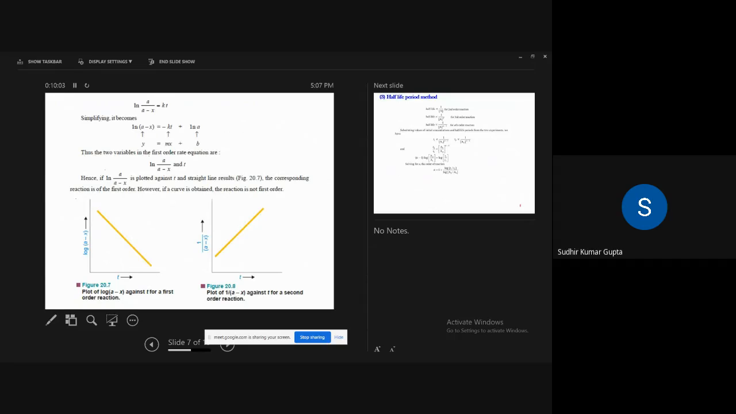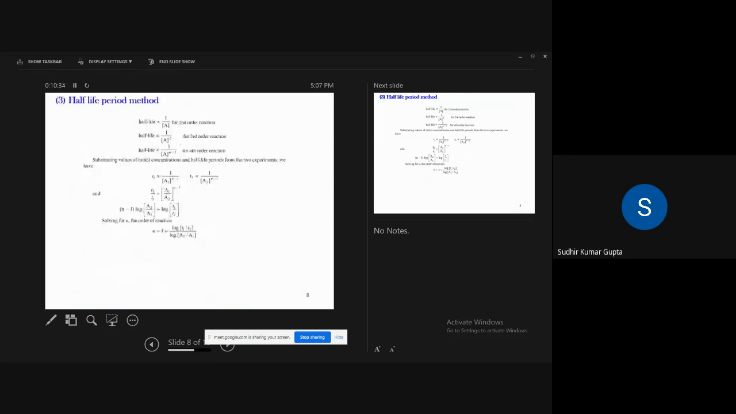If it is decreasing for the representation of log of a minus x with respect to t, then it is a first order reaction. If it is increasing for the representation of 1 upon a minus x with respect to t, then it is a second order reaction. So here also you will get the values, express them with respect to other factors, and try to find how they are varying and the nature of the graph. It will give the order of the reaction. Then the third one is the half-life method.